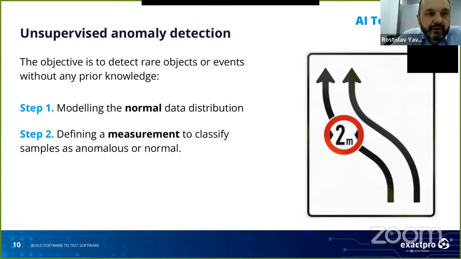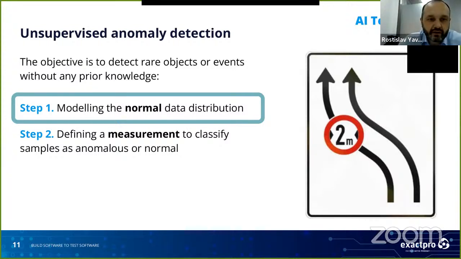Right, so the objective of this approach is to detect some rare objects or events without any prior knowledge. So you know nothing about your system, so you don't have any kind of teacher or structure. You just have your data set. So the goal is to figure out where the outliers and anomalies are. There are two quite simple, at least they look simple, steps. The first one is to model the normal data distribution, and the second, to define how far some data points are from this normal distribution. And actually the first step is probably the most difficult.